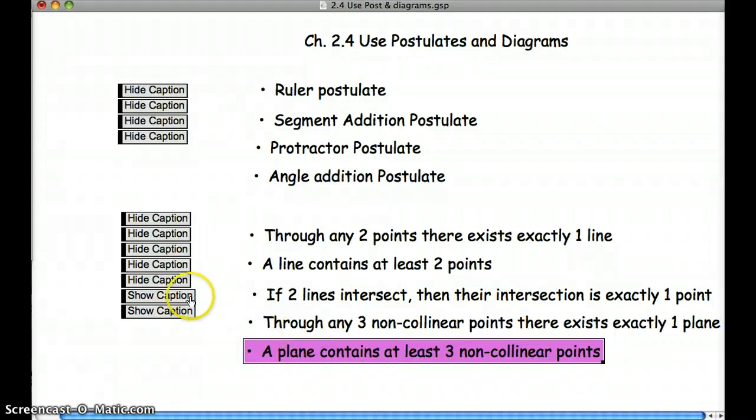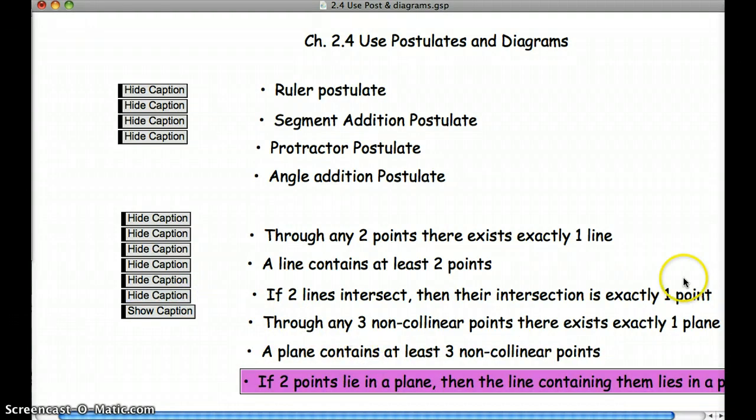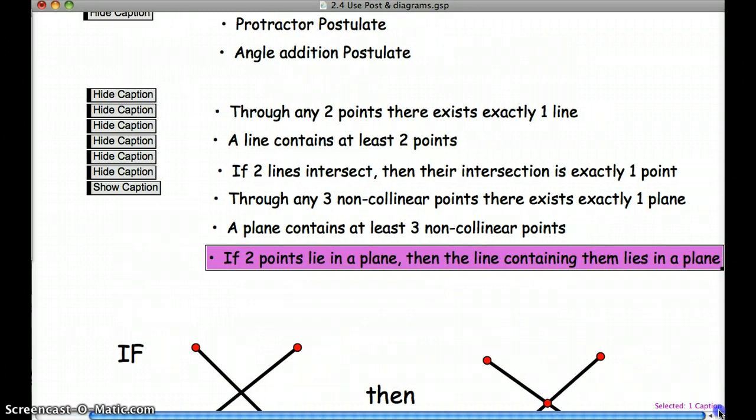Okay? Postulate number 10: if 2 points lie in a plane, then the line containing them also lies in the plane. Okay? There was an example on the test that showed a line intersecting a plane at one point, that point B. But in this particular case, if an entire line is on the plane, it can be contained on a plane. So if 2 points lie in a plane, and any 2 points can create a line, then that line that's created, within that plane, is also lying on the plane.